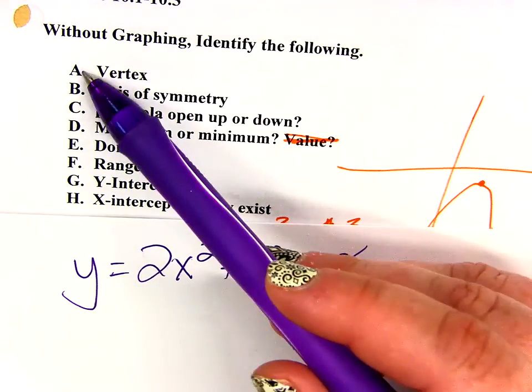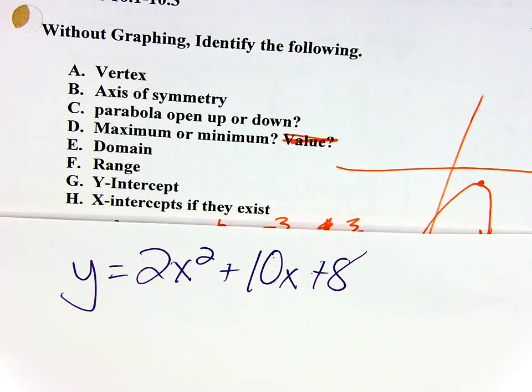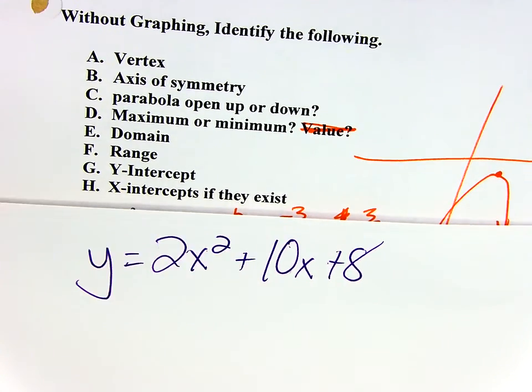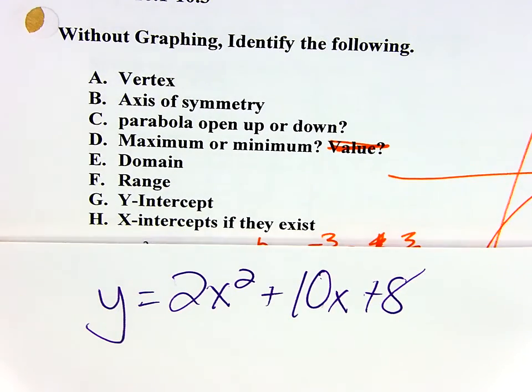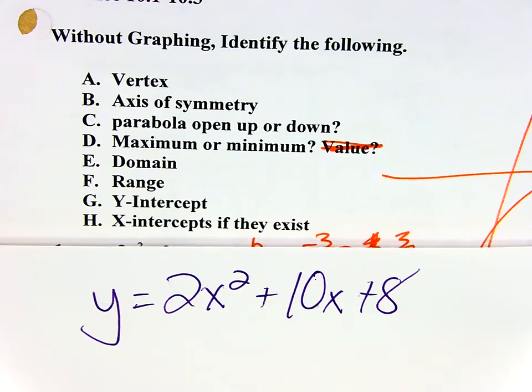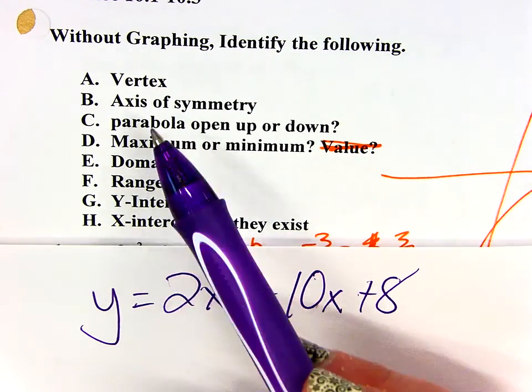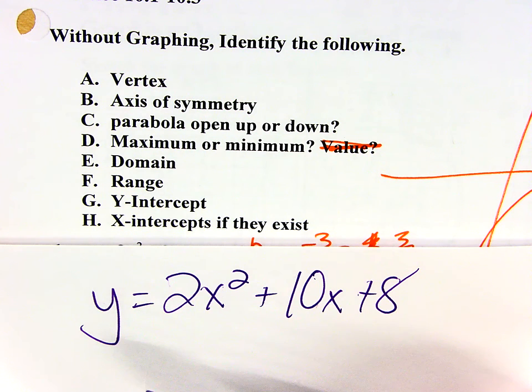So, we're trying to find A through H for this quadratic. Guys, shh. Thank you for your attention since we have a quiz in just moments. All right, so you need to answer A through H. Some of these are super easy.